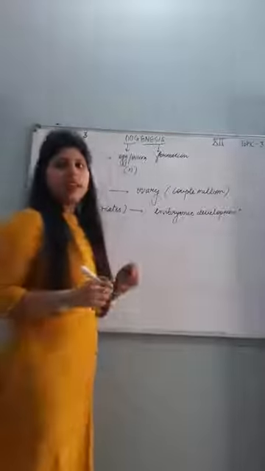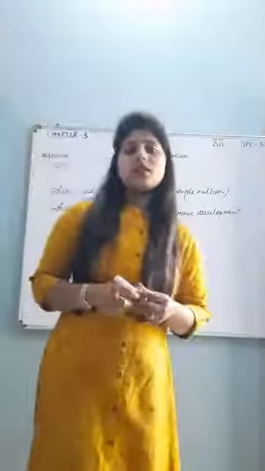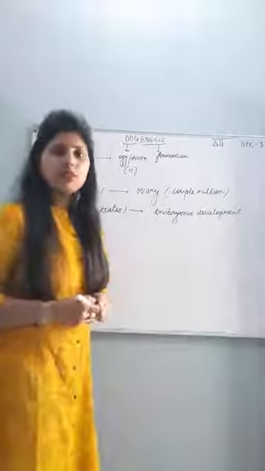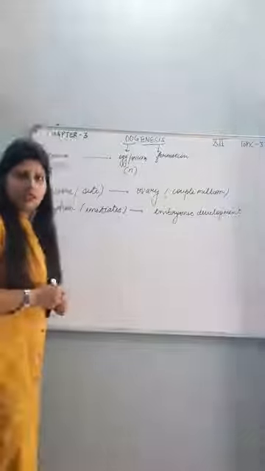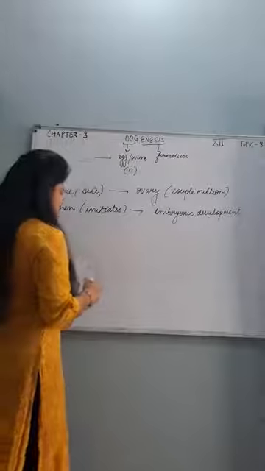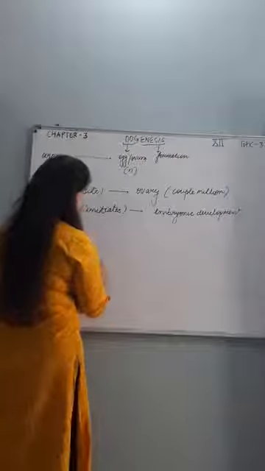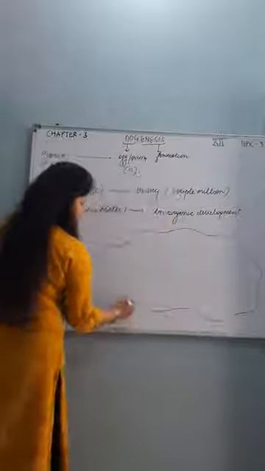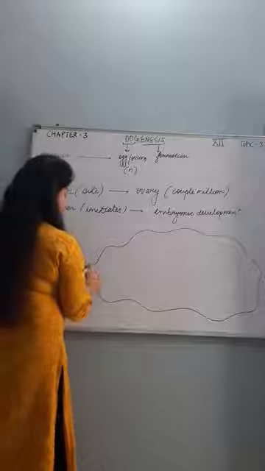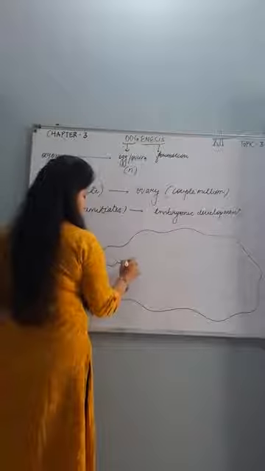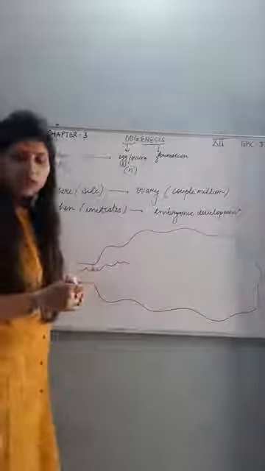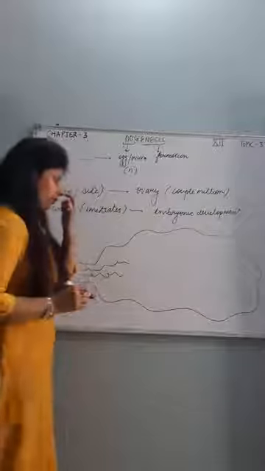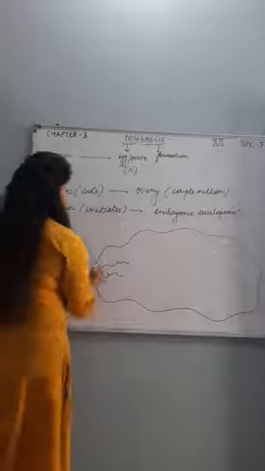Now moving ahead, the oogenesis occurs in the ovary, so we have to discuss the structure, the TS of the ovary, that is the transverse section of the ovary. So this is the structure. Okay, these are blood vessels.